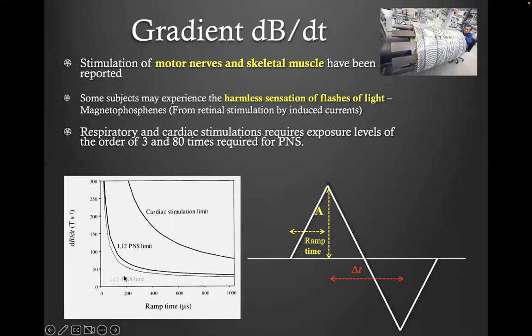So here shows an example. The first level is the peripheral nerve stimulation, and then you can have a level 1 peripheral nerve stimulation. And then your cardiac stimulation is way above there. So you may have motor nerves and skeletal muscles that you may feel. We've had a subject experiencing twitching of the nerves in their hand when going through some scans. That's all normal. Also, some subjects may experience a harmless sensation of flashes of light. That's from retinal stimulation. That's also fine, no ill effect. Respiratory or cardiac stimulation will require exposure levels of order 3 to 80 times more. So that is actually forbidden on the scanner. You cannot even reach that.